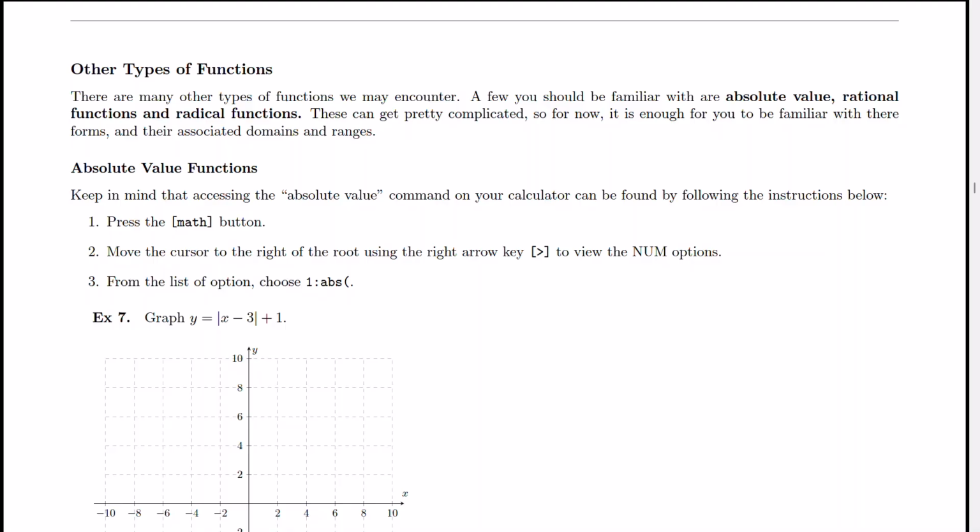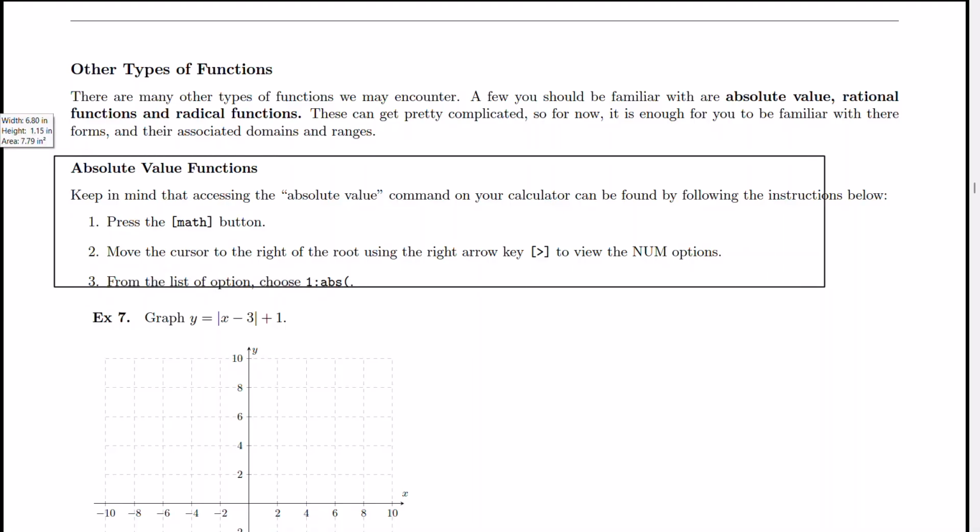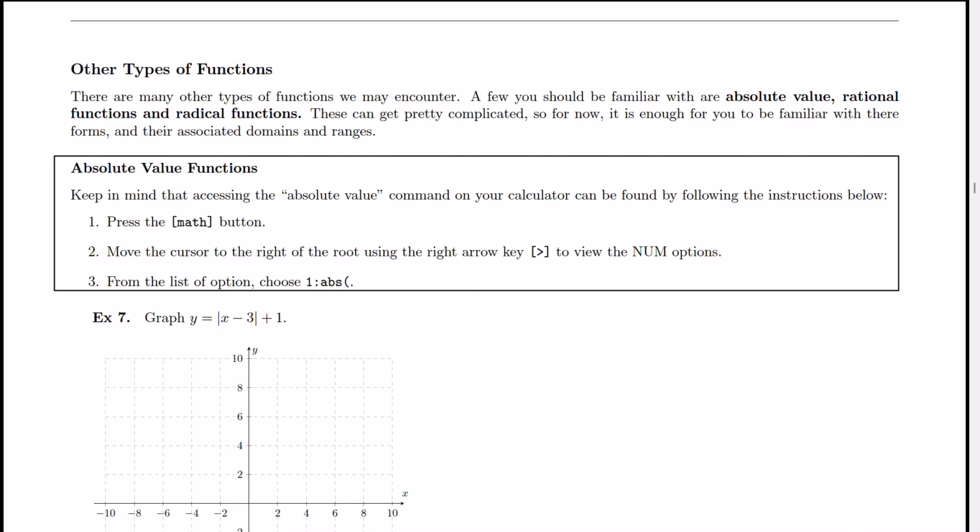Okay, there are other types of functions that we will review in the next few pages, and let's begin with the absolute value function. Again, you want to be able to graph this with and without a calculator, so I'll show you how to do this with a calculator. The steps for finding the absolute value are listed over here in case you forget. But anyway, I want to graph y equal to the absolute value of x minus 3, plus 1.